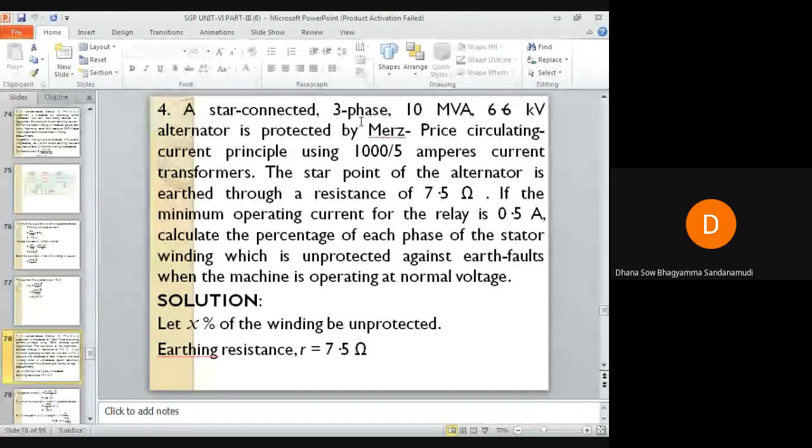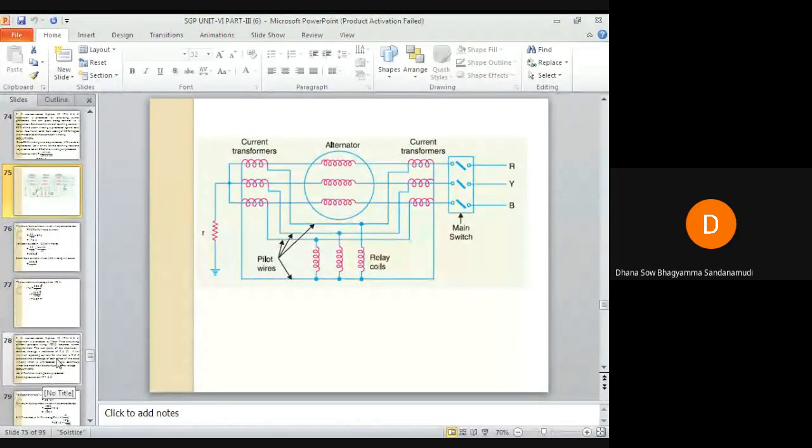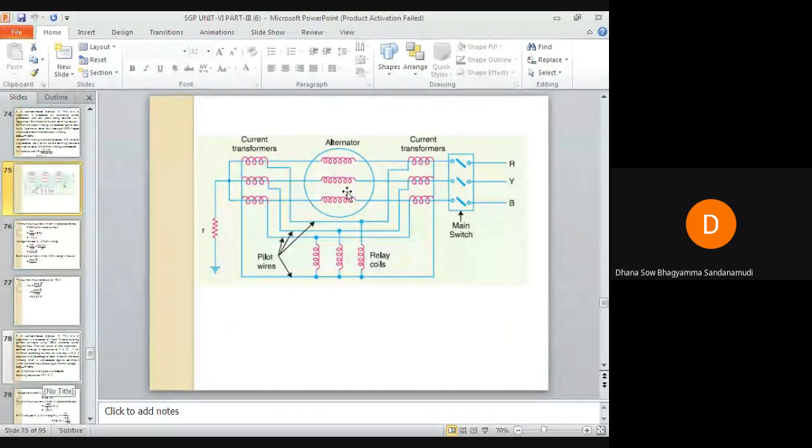Okay, so it is a star connected three-phase 10 megavolt ampere 6.6 kilovolts alternator which is protected by Merz-Price circulating current protection. It is the same image I can show you. This is a star connected alternator with earthing resistance given. This R value is 7.5 ohms, and it is provided with Merz-Price circulating current protection. If you want, you can draw the same image in your exam. Otherwise, no need. It will be easier to understand if we draw the circuit.